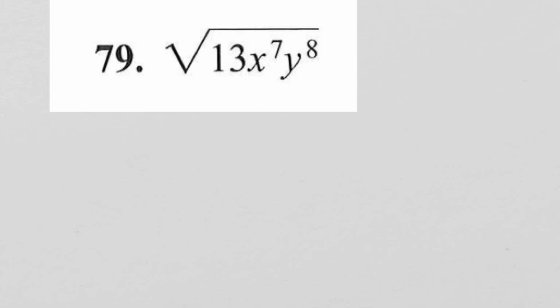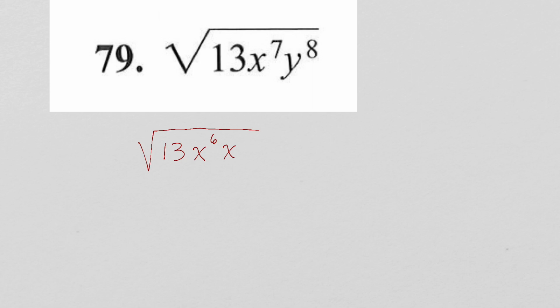Okay, I'm going to rewrite this. 13 does not have any factors, let alone any perfect square factors, so I'll just write it like that. But when I write the x to the 7th, this is a 2. The largest multiple of 2 that's less than or equal to 7 is 6. So when I write this, I'll write x to the 6 times x. That gives me x to the 7.